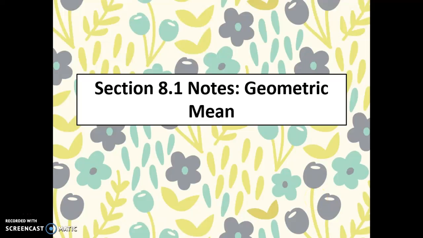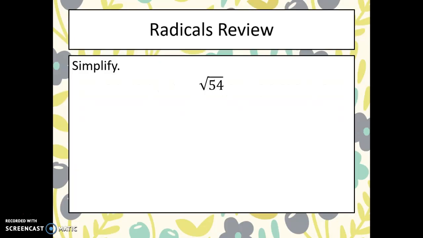Today we're starting chapter 8. We just finished up chapter 7, which was all about similar triangles, and we're going to be using similar triangles to apply some different things today. But this section is all about geometric mean. We're going to be talking a lot about right triangles in this chapter, but to get us started, we're going to be talking about geometric mean. And before we talk about what that is, we need to review how to simplify a radical.